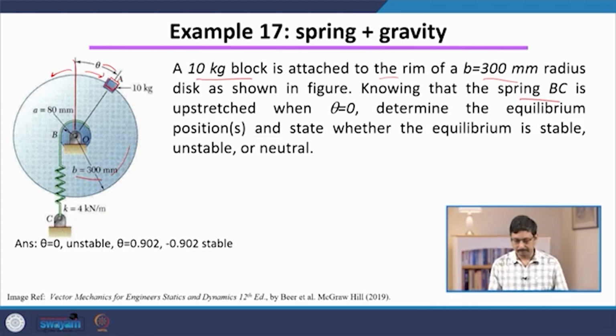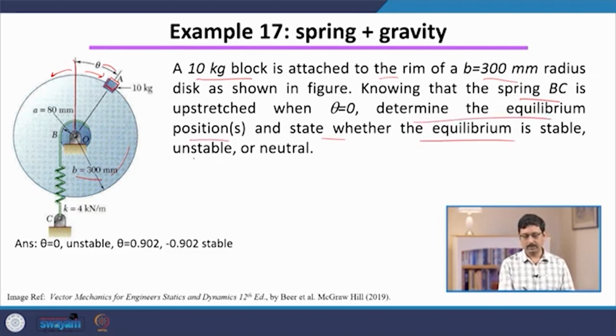This is the mechanism. So, the question is: determine the equilibrium positions and state whether the equilibrium is stable, unstable or neutral. The first question is how do we determine the position? In this case, what is our system? Our system is the block with the mass 10 kg. So, how do we determine its position?